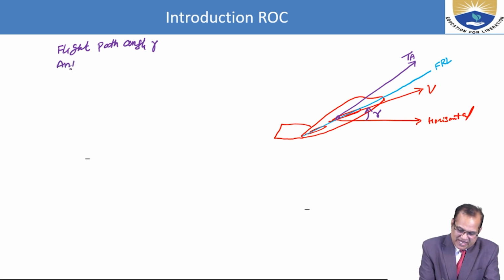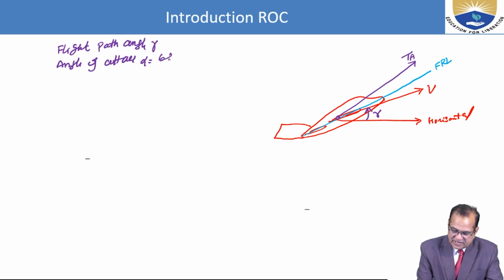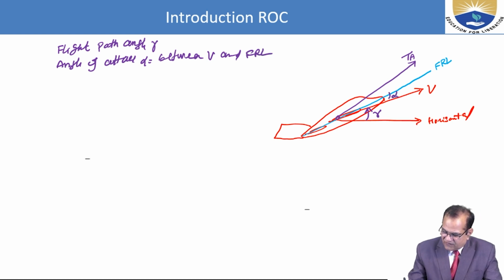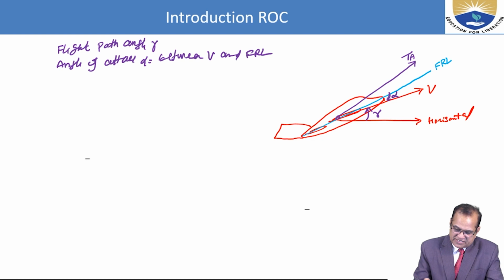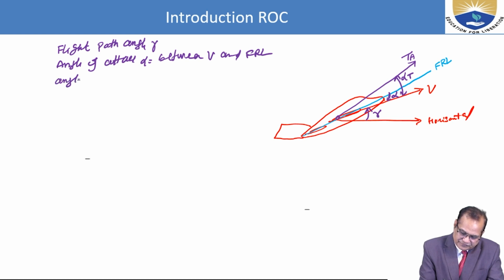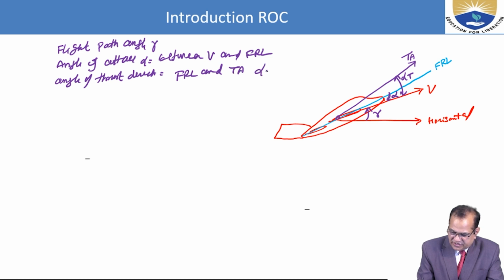Then we have the angle of attack alpha. This is the angle between V and FRL. So this is your alpha from here to here. Then we have one alpha t. This is the angle of thrust direction, between FRL and the thrust available. It is denoted by alpha t.